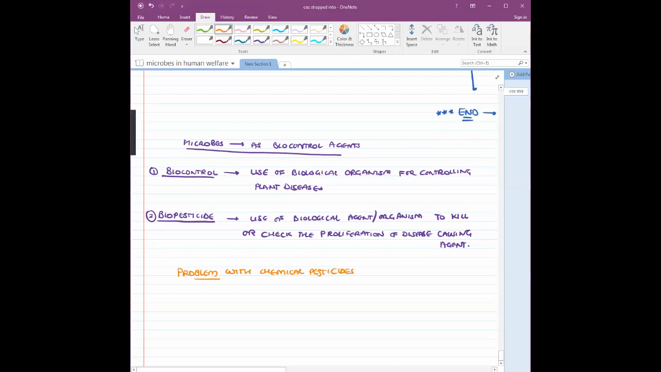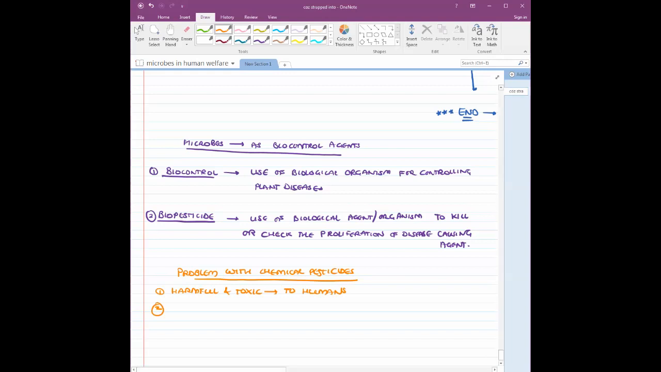Okay, so problem with chemical pesticides, that is the normal ones. First of all, these are going to be harmful and toxic to your humans as well. Okay, so if you have this pesticide-laden fruit and you haven't really washed it, then that pesticide is going to enter into your body. And once it enters into your body, guys, it is not going to be eliminated from your body. It is going to stay in your body and it is going to start accumulating. That is the problem.